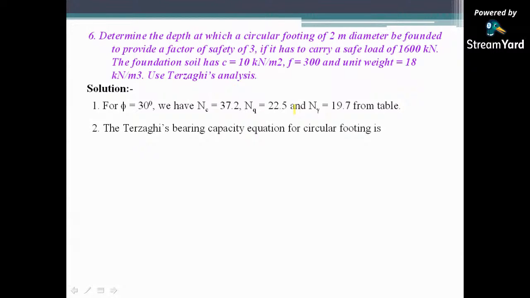Then Terzaghi's bearing capacity equation for circular footing. Since here it is mentioned circular footing, what will its formula be? qnf, the net ultimate bearing capacity, equals 1.3 c Nc plus gamma D, where sigma equals gamma D, and Nq minus 1.